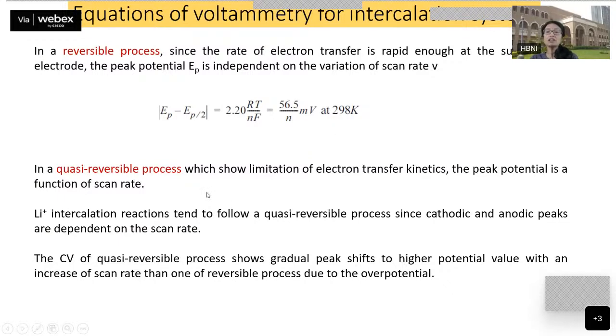However, if the process is quasi-reversible, which shows limitation of the electron transfer kinetics, then the peak potential becomes a function of the scan rate. Lithium-ion intercalation reactions tend to follow a quasi-reversible process because the cathodic and the anodic peaks we have seen are dependent on the scan rate. The CV of a quasi-reversible process shows gradual peak shifts to higher potential values whenever the scan rate is increased. This is generally not observed in a reversible process, and it happens due to the presence of further overpotential in a quasi-reversible process.